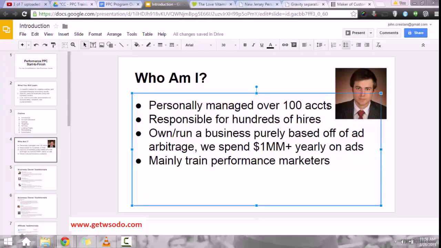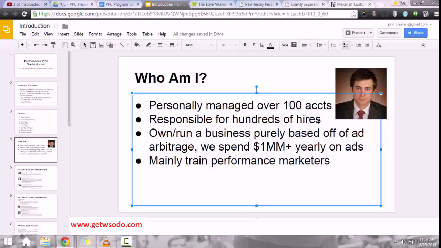I've worked for one Inc. 500 agency, and I did consulting at another one. I've managed over 20 people doing PPC at this point in my life. Hired a lot of people. I've been responsible for hundreds of hires at some of the client companies that I've worked with.